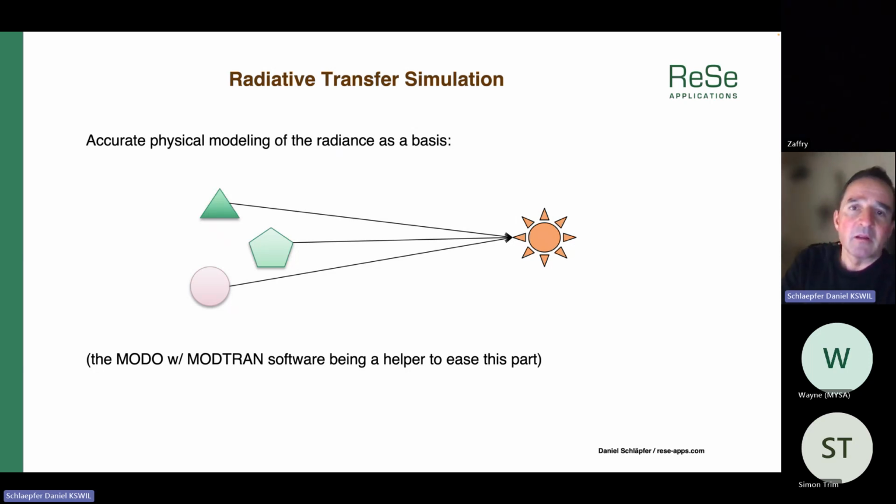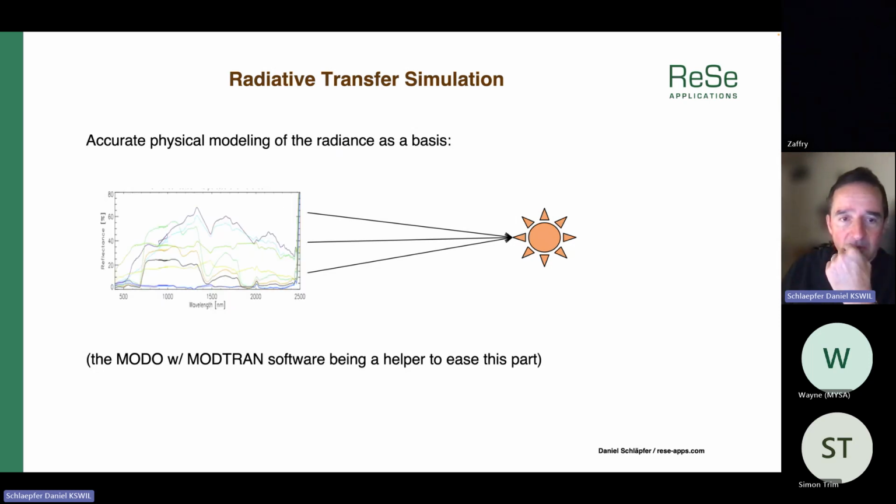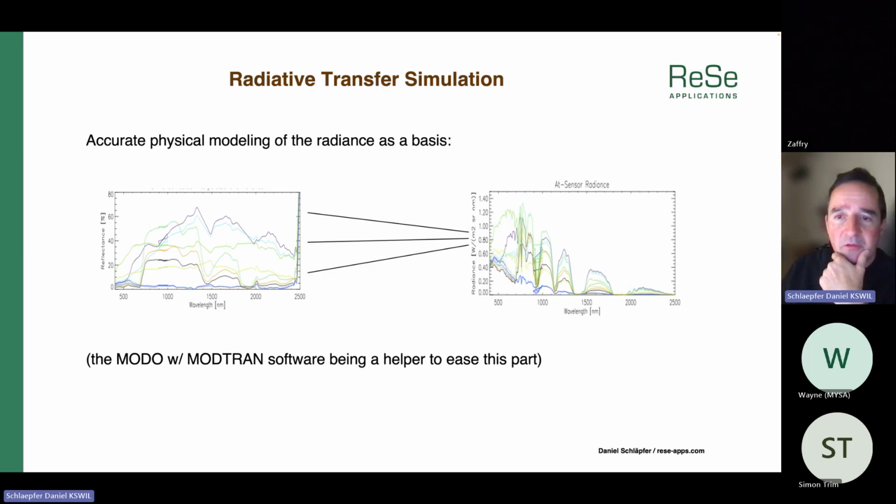So MODTRAN is forward simulation. This means you have this number of inputs I showed yesterday, and what you get is the at-sensor signal. So it's kind of a straightforward simulation. And so from the reflectance data, you get to the at-sensor radiance. This is how it may look in a spectral range.